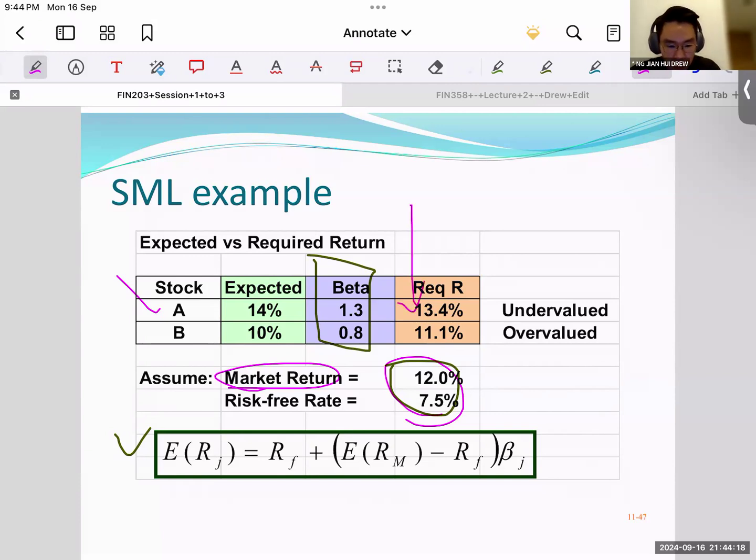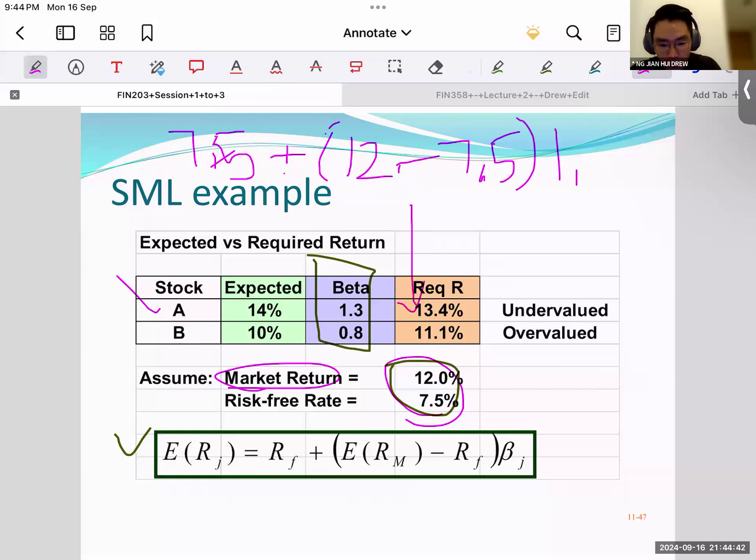So I'm just going to write the formula here so that we can calculate it. So it's 7.5 plus (12 minus 7.5) times the beta of 1.3, right? So this will give you 13.4. And so this is your return using your CAPM model. So you're supposed to get 13.4% in stock A.